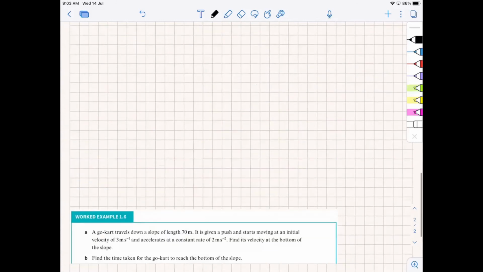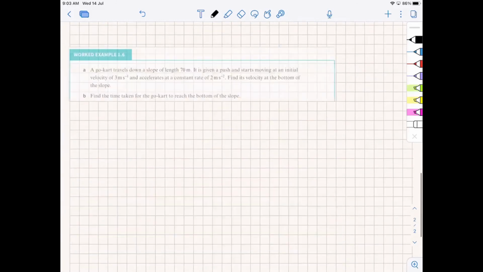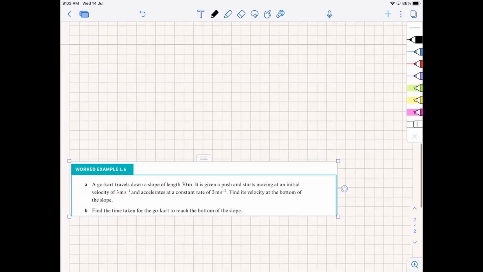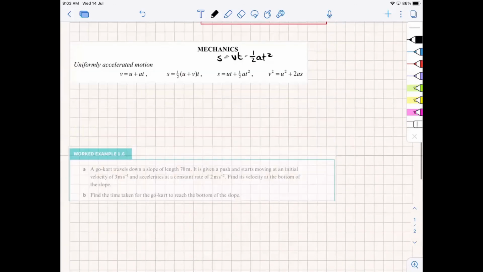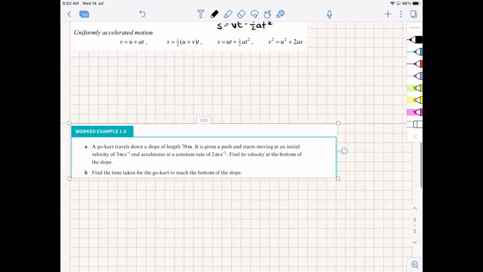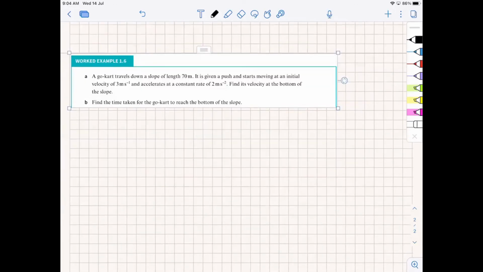Right, let's grab our worked example quickly, and we'll quickly run through one of these before I let you go. So we have a go-kart.